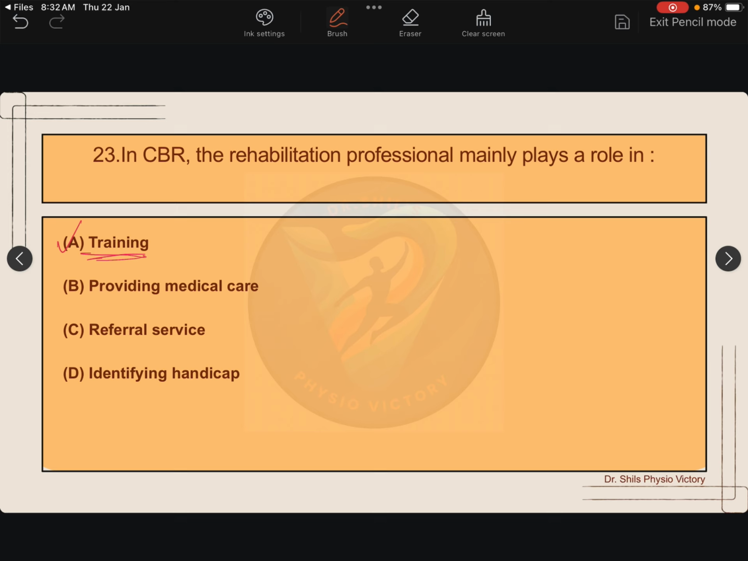Basically, community-based rehabilitation empowers family, caregivers, and community workers and trains them properly. Medical care is limited. Referral service is secondary. And identifying handicap is a shared role.